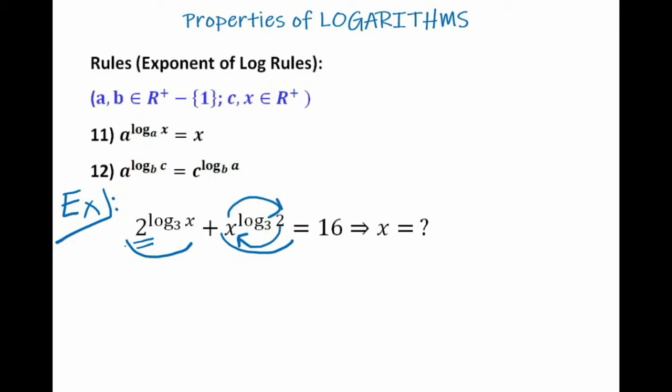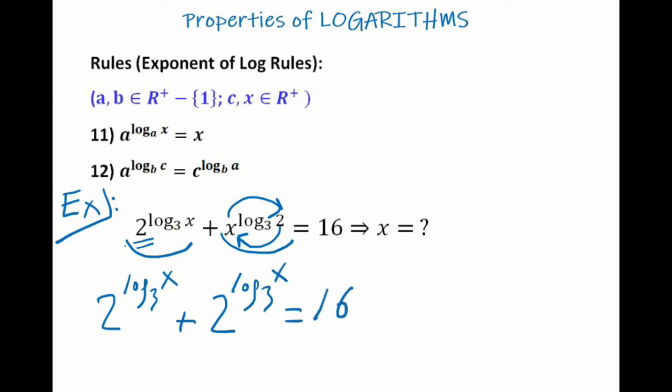I'm writing the first one as it is, 2 to the power of logarithm of x in base 3 plus, now I can switch x and 2, so it's going to be 2 to the power of logarithm of x in base 3, which is equal to 16. And now, as you can see, we have two same terms, so that means we can add them up. So there is going to be 2 times 2 to the power of logarithm x in base 3, which is equal to 16. And now I can divide both sides by 2, so that 2 cancels, and that 16 is going to be 8.